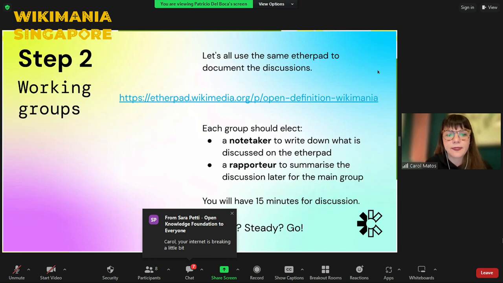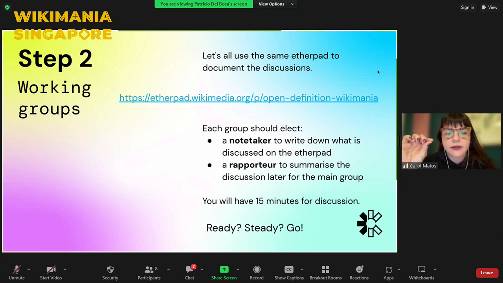Next slide. We are going back to that. So that's the Etherpad link. It's Etherpad Wikimedia, open definition Wikimania. Each group should elect a note taker. And at the end, we're coming back here for you to report back. We have the mic and we can talk about the topics. So we'll leave you 15 minutes for this discussion.